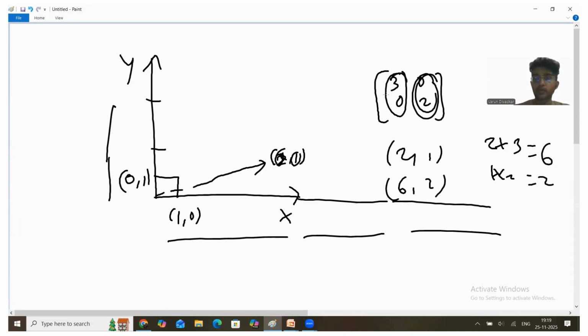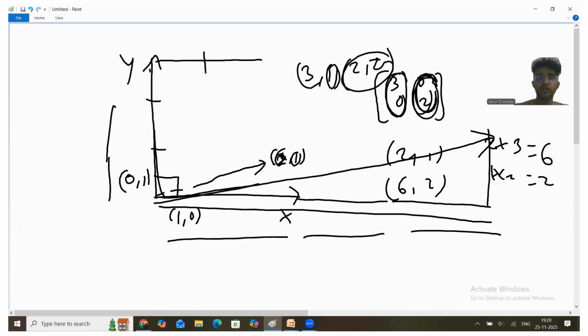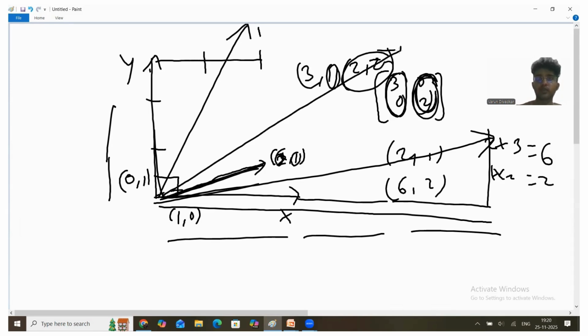But similarly, if this was not 3, 0, suppose this was 3, 1, and instead of 0, 2, this was, say, 2, 2. In that case, your x unit vector would have been stretched 3 times in the x direction, and you would have had 1 unit in the y direction as well. So this would have become something like this. And instead of 0, 2, if it was 2, 2, then your y would have become 2 units here and 2 units on the top. So your vector, instead of this, now becomes something like this.